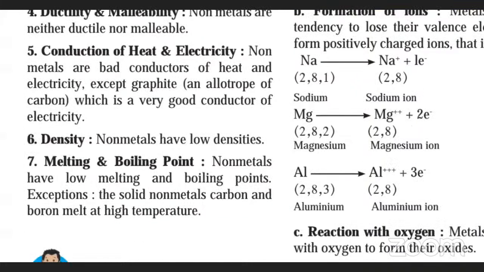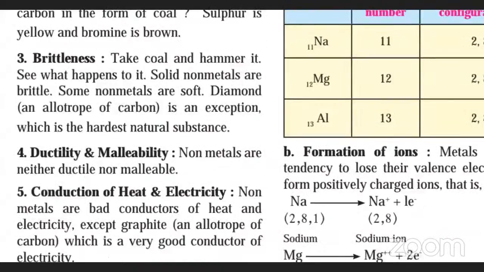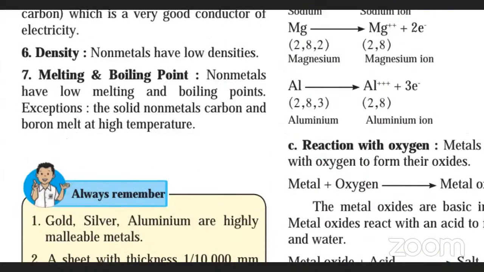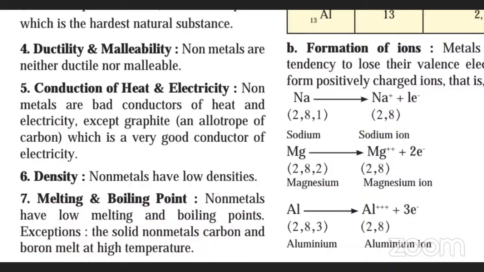So again, there are some exceptions. What do you understand by exception? Exception का मतलब क्या होता है? Here also you can see that exception is written, except graphite. In other parts also you will get some exceptions. If you carefully see the statement, it says non-metals are bad conductors of heat and electricity except graphite. Means all the non-metals are bad conductors of heat and electricity except graphite. Graphite is a good conductor, not only good, it is a very good conductor of electricity.